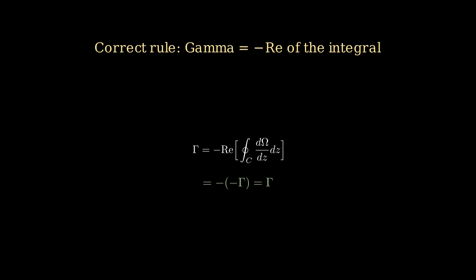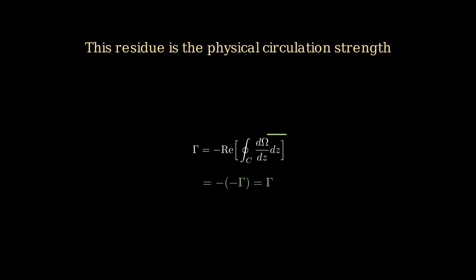This matches the residue calculation exactly, negative of negative gamma equals gamma, and it was independently confirmed by directly integrating u dx plus v dy numerically around the circle, which reproduces negative gamma to machine precision, with the imaginary part landing at 0. This residue isn't just abstract algebra anymore, it directly represents the physical circulation strength around the wing.